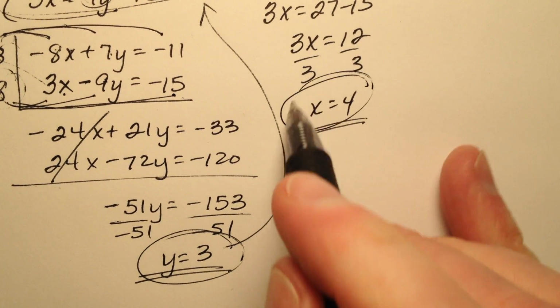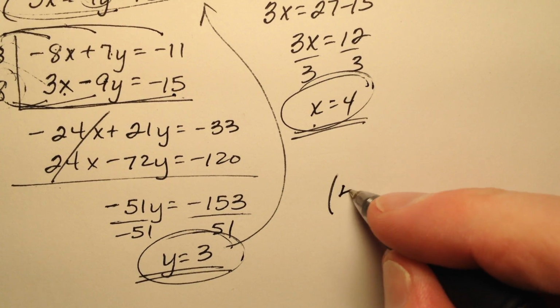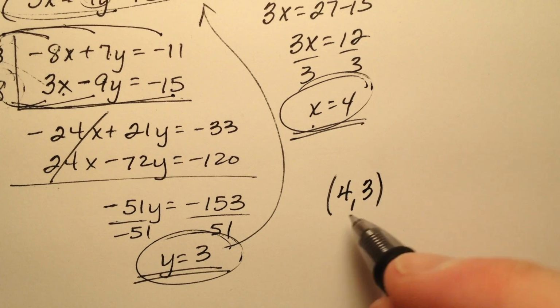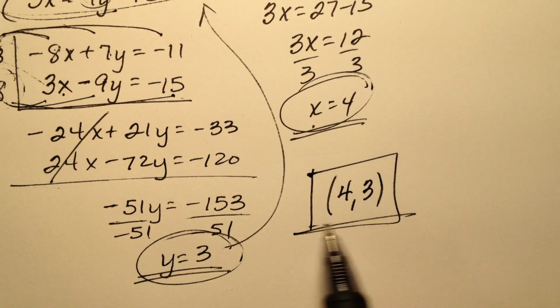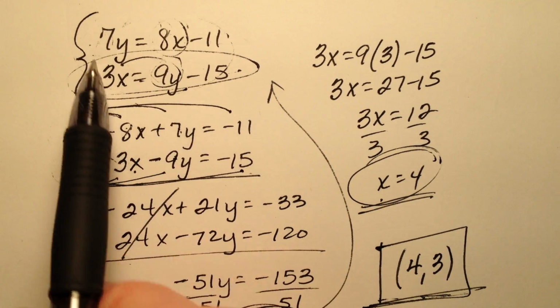So now that I have the value for x and y, I can write the solution as an ordered pair, 4, 3. And this ordered pair 4, 3 now serves as the solution to this linear system.